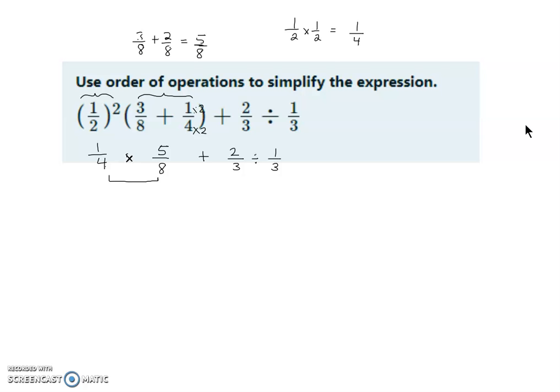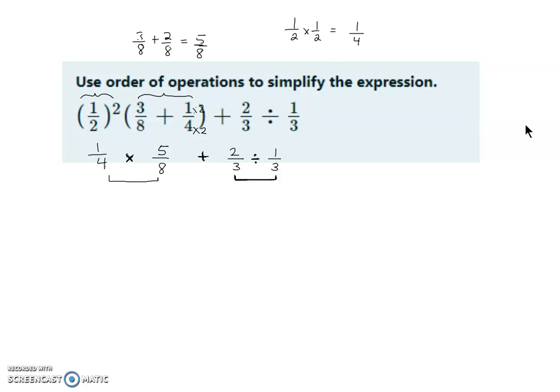Let's talk about what we have here. We have multiplication, we have adding, and we have division. So what that means is we have to multiply and divide before we can add. So we have to be disciplined here, and we can actually solve the multiplication and the division, and then we're going to add those two numbers together.